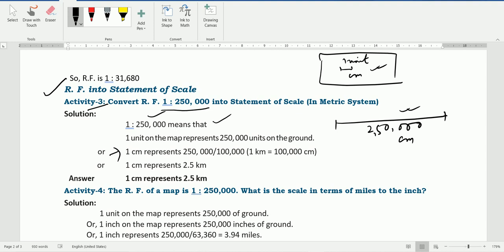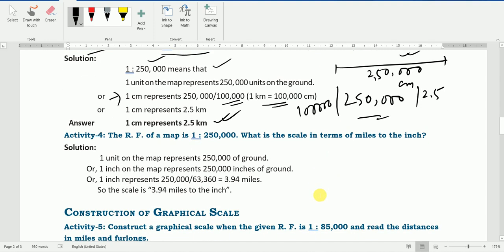So 1 centimeter represents 250,000 centimeters on the ground, and it is to be divided by 1 lakh because we need to give it in terms of kilometers. We are dividing these 250,000 by 1 lakh because 1 kilometer is equal to 1 lakh centimeters. After dividing 250,000 by 1 lakh, we get 2.5 kilometers, as you find here.